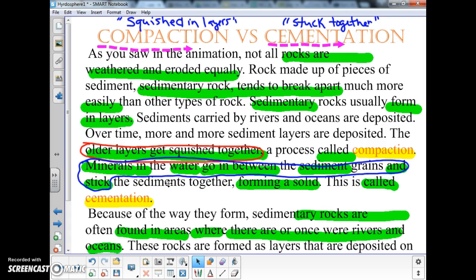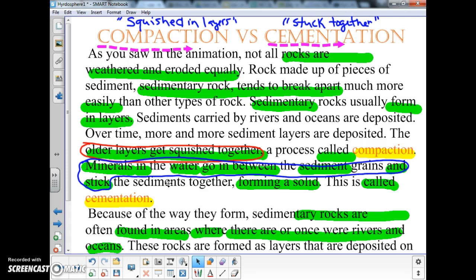Now that's compaction. Question number 5 says, what does the process of cementation do? Well, when those layers get compacted and water gets mixed with it, because water is the thing that carries these particles around and drops them off, the water carries minerals. These compacted layers are squished together, but there's still spaces in between the particles. So the minerals in the water go and fill in those little gaps, and the minerals then cement all those particles together, actually making that sedimentary rock.